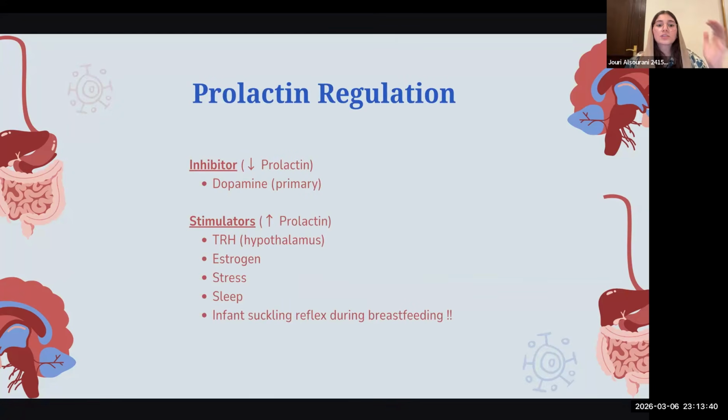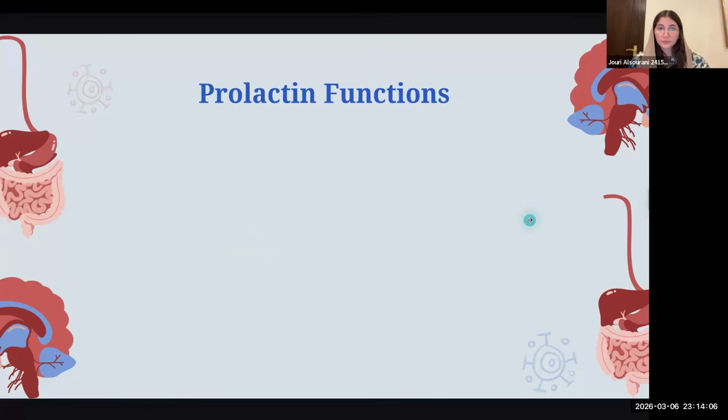For the stimulators, we have TRH, okay, TRH coming from the hypothalamus. This is going to stimulate prolactin, along with estrogen, stress, sleep, and of course the infant suckling reflex during breastfeeding. I believe this is the most potent stimulator: when the infants are suckling on the nipples during breastfeeding, this is what causes an increase in prolactin, right?